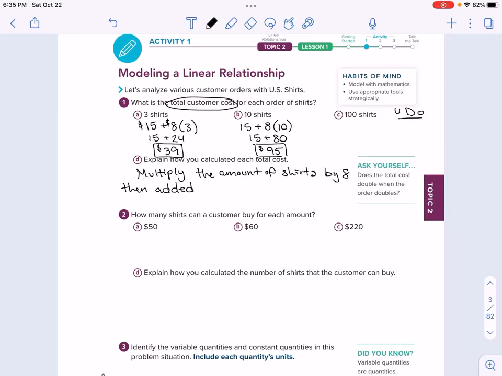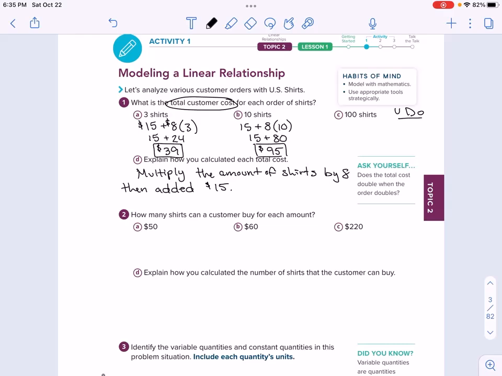We added $15 for the setup fee. It's a one-time fee, so that's not something that we are multiplying, just adding. Number 2, same process here. How many shirts can a customer buy for each amount? So let's say you have a certain amount that you can purchase shirts with. We want to figure out the most shirts we can purchase with this amount of money.